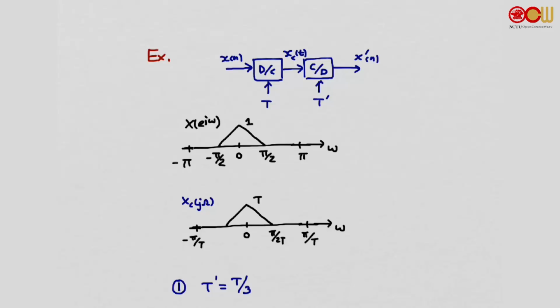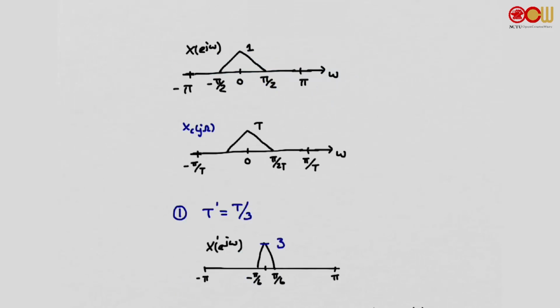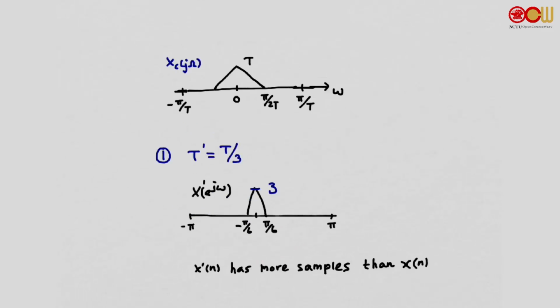Should it be a squeezed or a stretched version of X(e^jω)? It should be a squeezed version, right? If X is limited to π/2, then X' is limited to π/6. And the height here will become 3. Since we are using a smaller sampling period, we know x'[n] would have more samples than x[n].